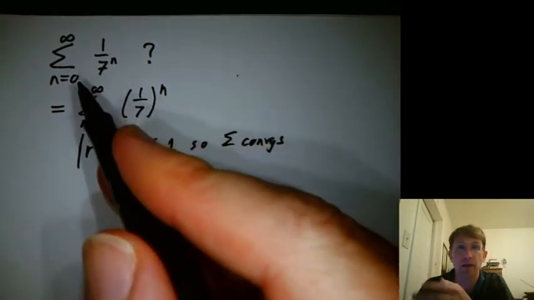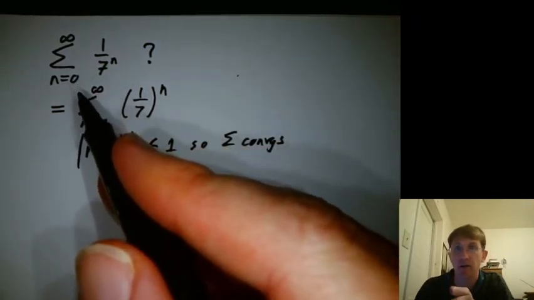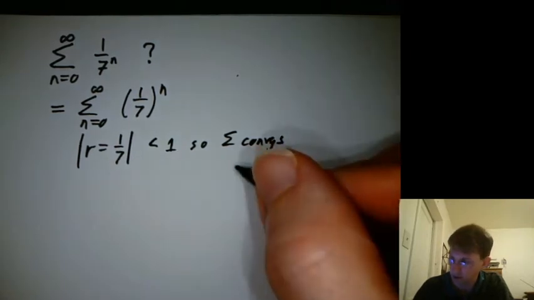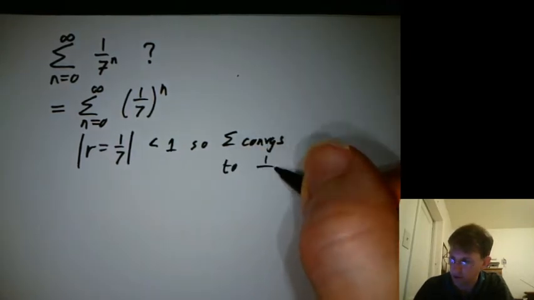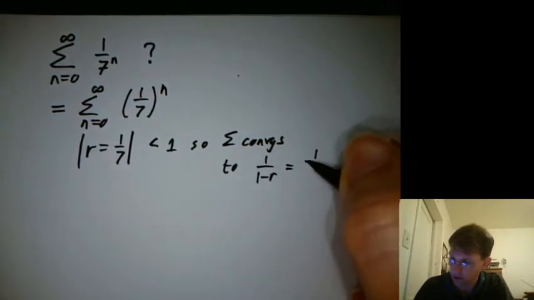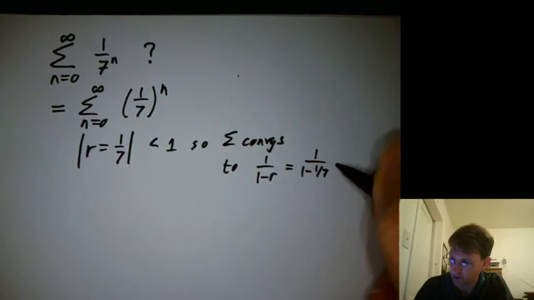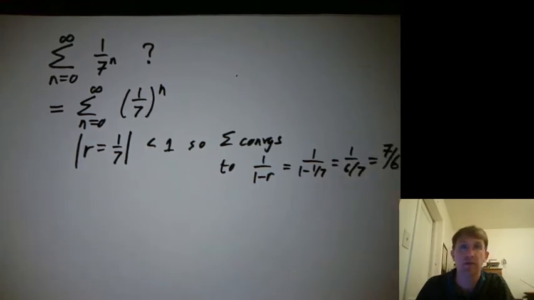And it's even nice, because we're starting at 0 and we don't have any constant multipliers, so we can just use 1 over 1 minus r. So that'll be 1 over 1 minus 1/7, which is 1 over 6/7, or 7/6.